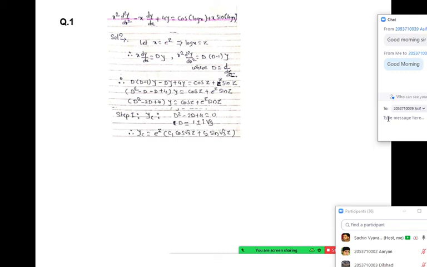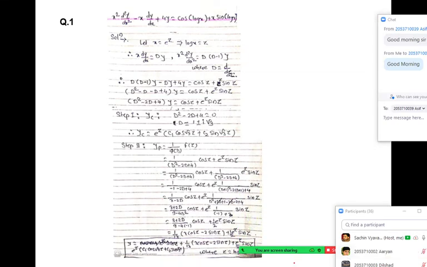Yes, anyone who finished this? What about the YP? Sir, YP is coming minus 2 by 5 sine Z plus 3 by 5 cos Z plus sine Z by 2. Oh, very good, Ankur. Okay, let me see. My YP is completely different, Ankur, probably. Okay, so let us see here whether you made any mistake, or I have done some mistake here.